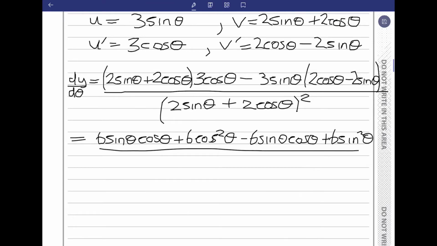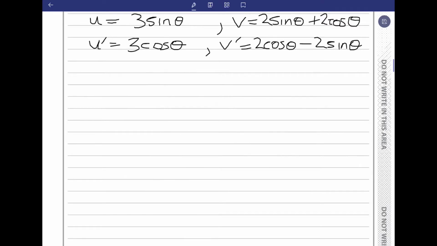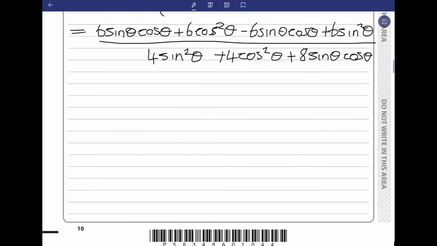Let's expand the bottom as well. So we have 4 sine squared theta plus 4 cos squared theta. And then we've got 2 lots of 2 sine theta times 2 cos theta. So we have 8 sine theta cos theta. Now, this might look quite complicated, but straight away before we do anything, we can see that these two terms cancel. 6 sine theta cos theta and minus 6 sine theta cos theta.